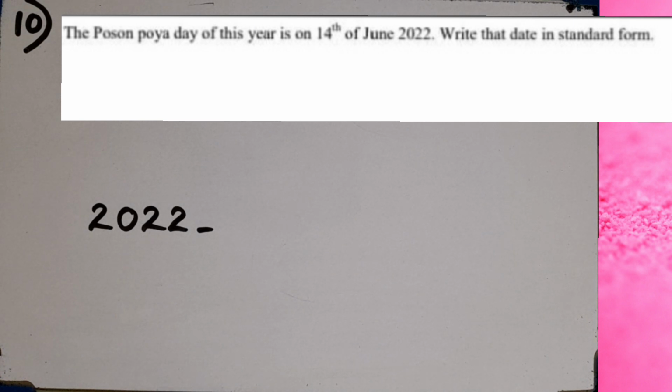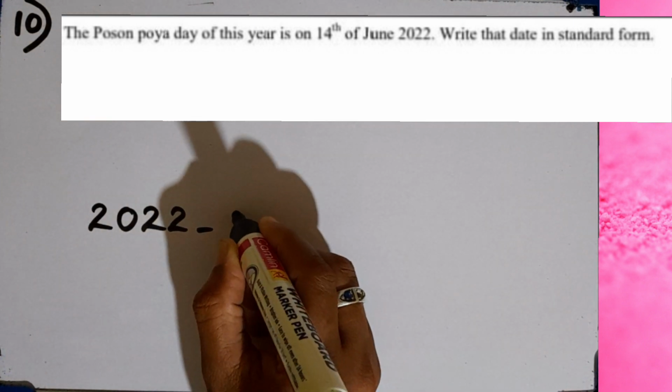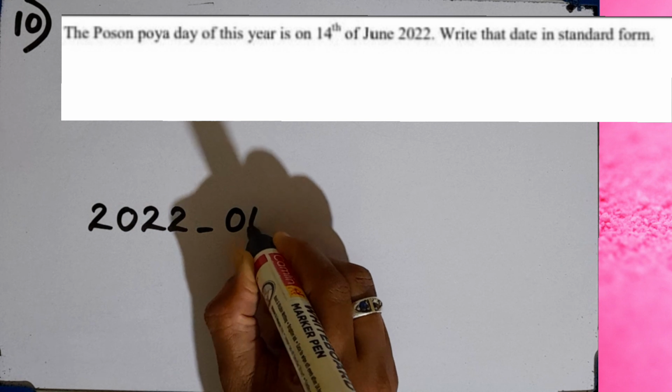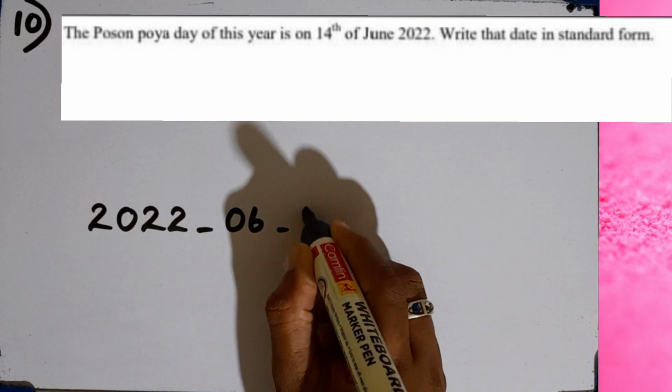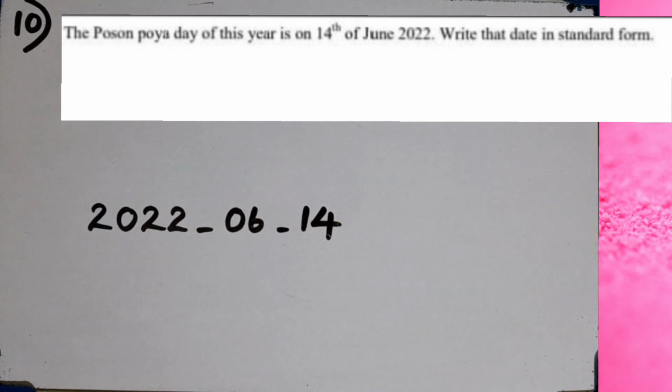Then June. June month is the 6th month, so you have to write 06. Then the date with 2 digits, 14. This is the way we are writing a date in standard form.